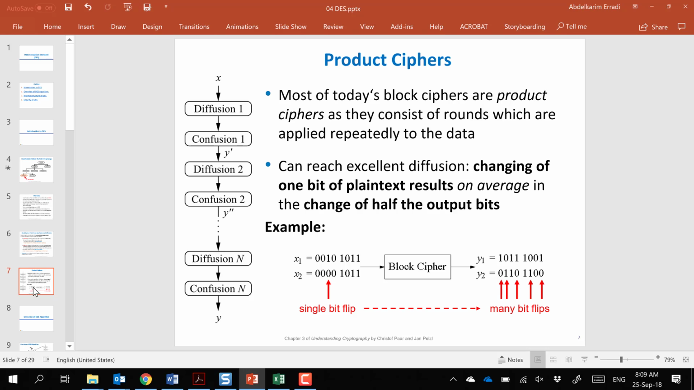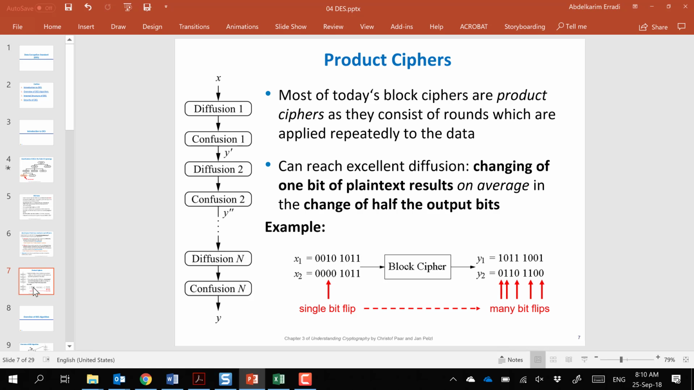So here's an example of what diffusion really means. Have a look at this plaintext message, X1. And this is the ciphertext for this message. Now, have a look at this X2. What is the difference between X1 and X2? Only one bit flip. One bit was flipped. Now, after encryption through the block cipher, take a look at Y2. How many bit flips in Y2?